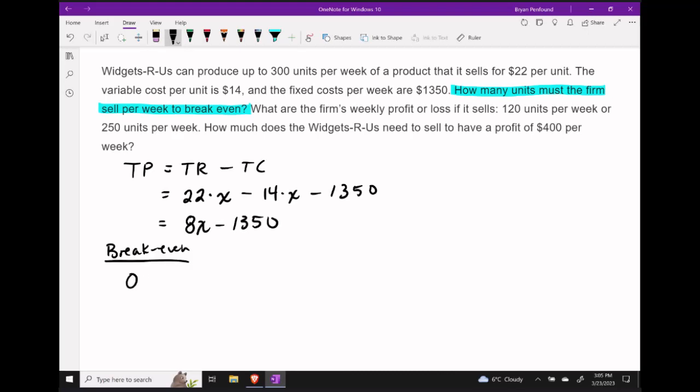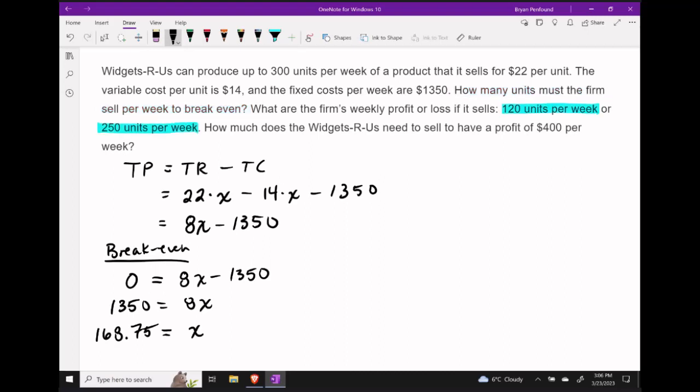So in order to break even, let's set our total profit function equal to 0. And we're going to try to solve for x, or the number of units we need to sell that week. Adding 1,350 to both sides of the equation gives us this. And then we can solve for x by dividing both sides by 8. And here we get x is equal to 168.75. In other words, we're going to need to sell about 169 items per week in order to break even.